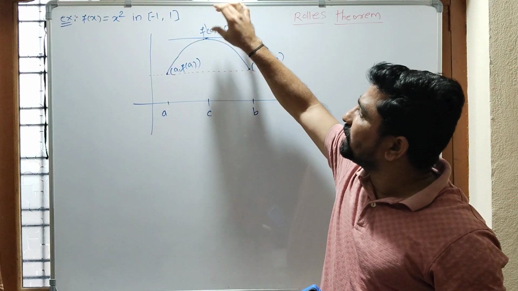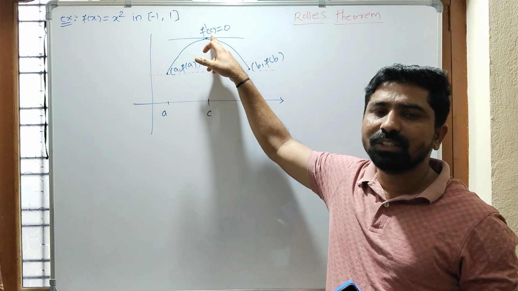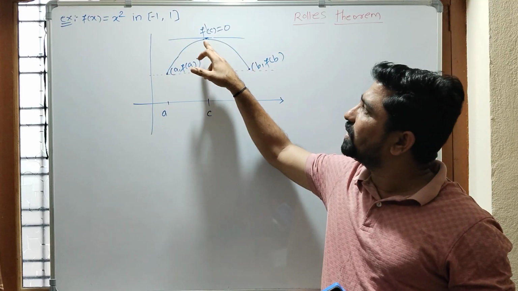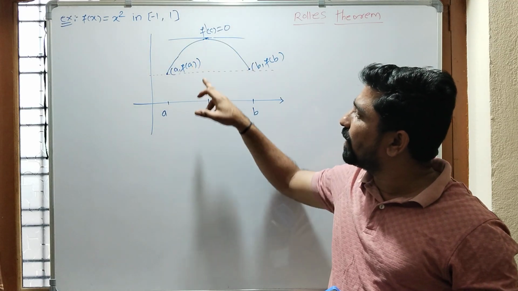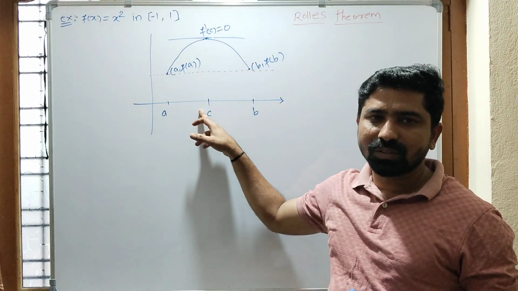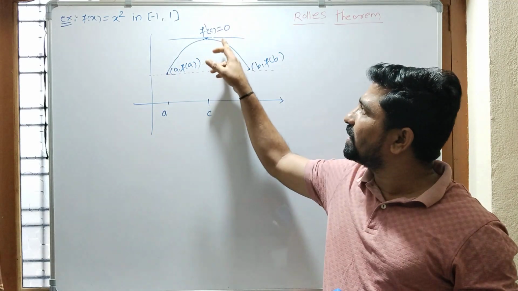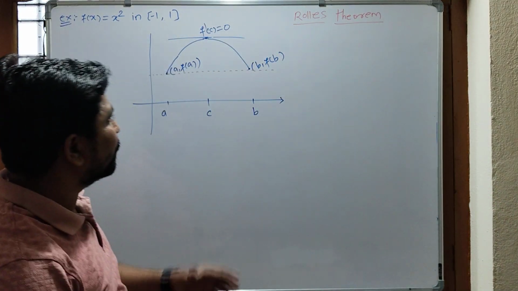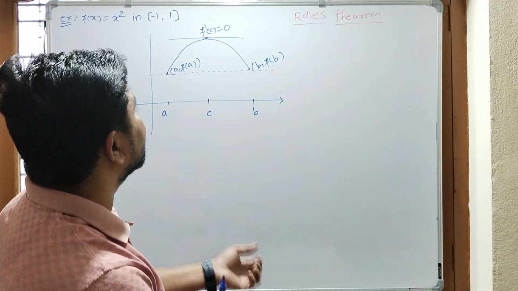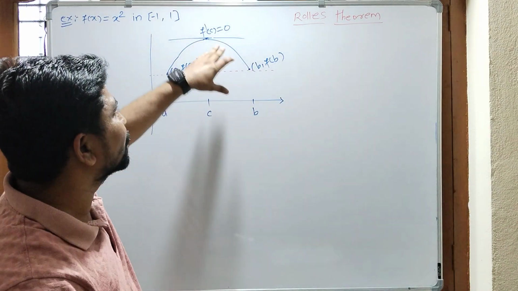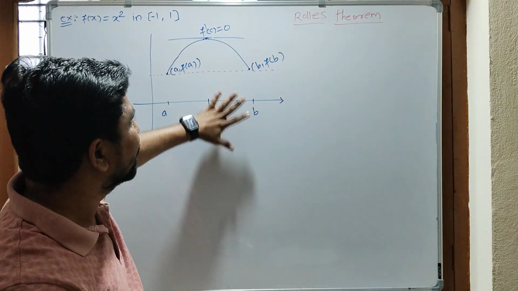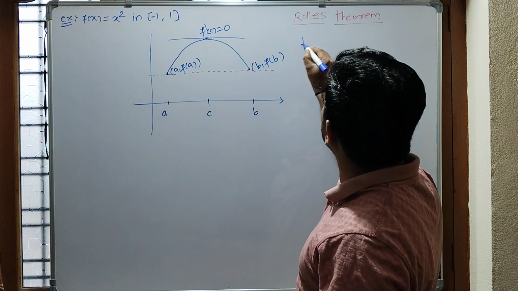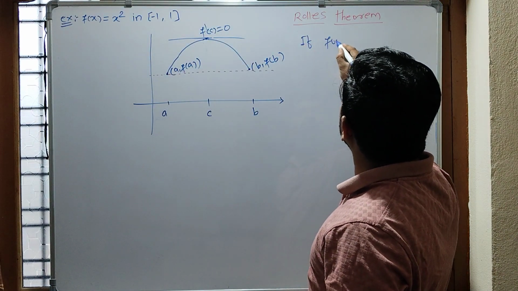f'(c) = 0 means the slope of the tangent at this point is 0. The slope of this tangent is the same as the slope of the x-axis, because the slope of the x-axis is 0. This means that this tangent is parallel to the x-axis. So the geometrical interpretation of Rolle's theorem says the tangent is parallel to the x-axis, since both slopes are 0.